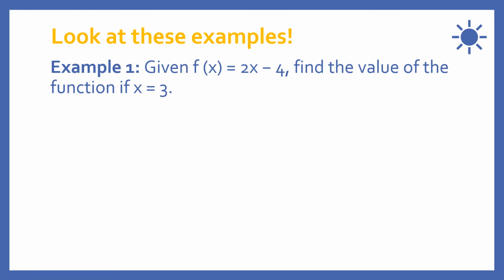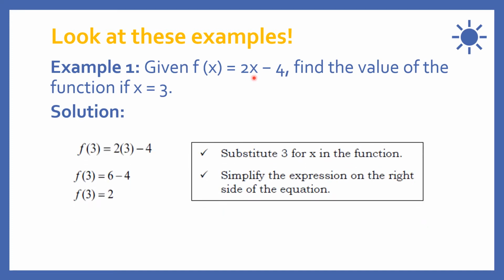Example 1. Given f of x equals 2x minus 4, find the value of the function if x equals 3. O gaya ng sinabi natin kanina dun sa previous slide, na ang gagawin lang natin is i-substitute natin yung given value ng x and then perform the given operation. Since in this case, ang value ng x natin ay 3, isa-substitute lang natin yung value ng x dito. So, instead na 2x yan, gagawin natin siyang 2 times 3. Kaya eto siya. Yung x natin, ang value niya ay 3.